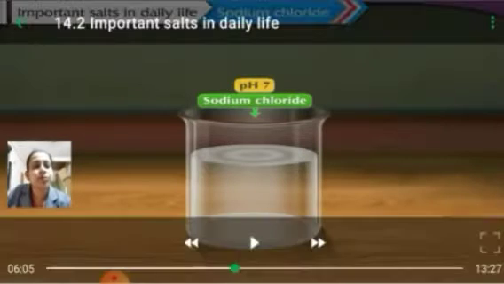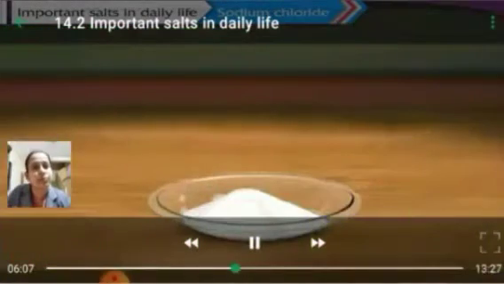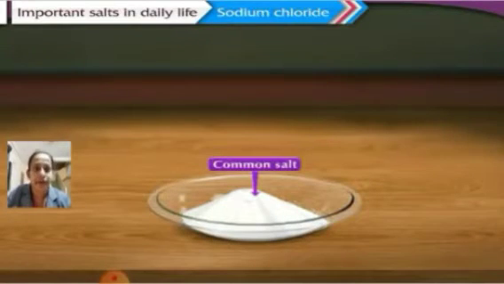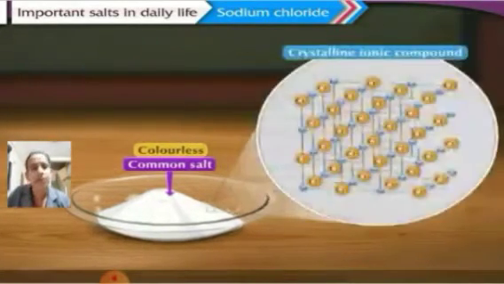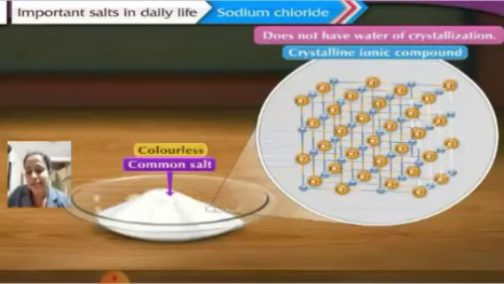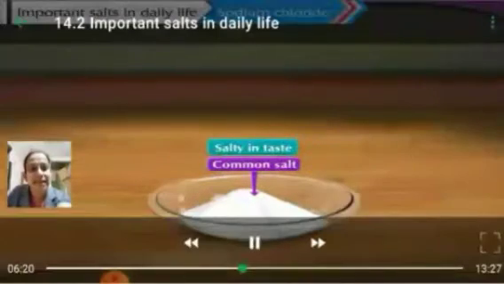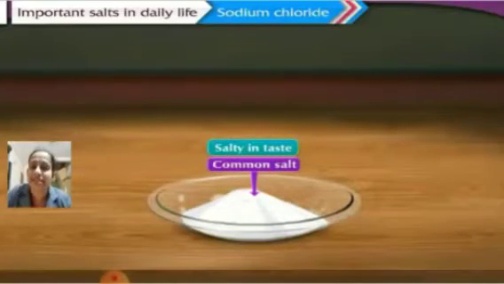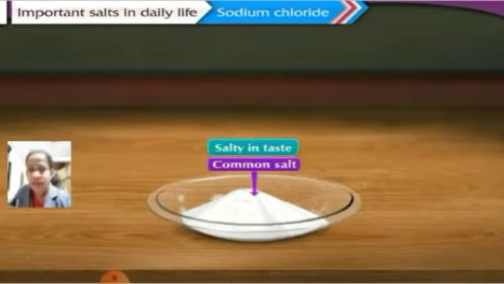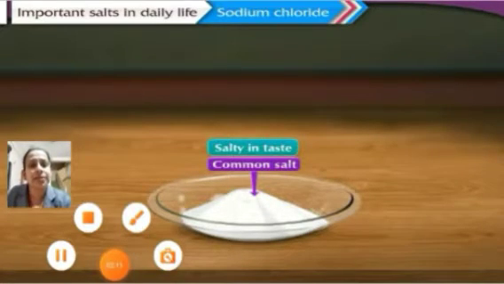So let us now study the properties and uses of sodium chloride. Sodium chloride, which is also called common salt, is a colorless, crystalline ionic compound, but it does not have any water of crystallization. Okay, now what does water of crystallization mean? Water of crystallization means that the molecular formula has the presence of water molecules. When it has water molecules present in it, it is called water of crystallization.